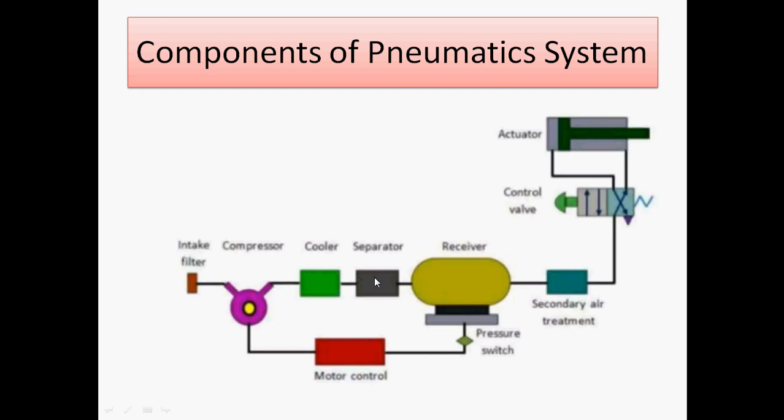Then there is a separator and a receiver where we can store this compressed air, and if the loop is false, you can recirculate it. This is done using the pressure switch. Then this secondary treated air is circulated into the actuator, and the actuation takes place. That is about the pneumatic system. In pneumatic valves, after releasing, the air can escape into the atmosphere. But in a hydraulic system, the fluid does not escape to the atmosphere; it is connected back to the collector, or you can say the reservoir. So this is the difference between pneumatic and hydraulic systems.